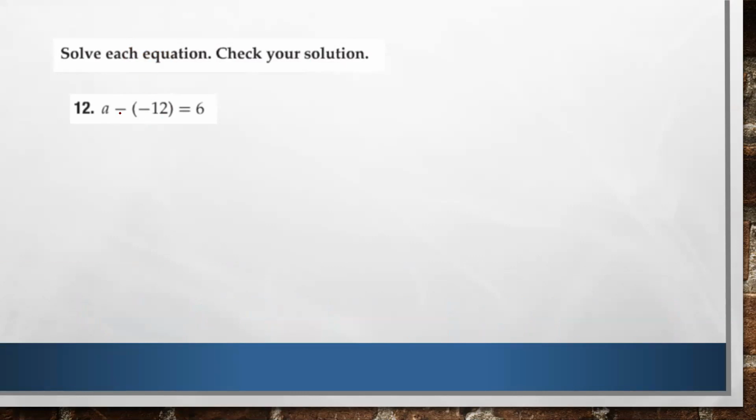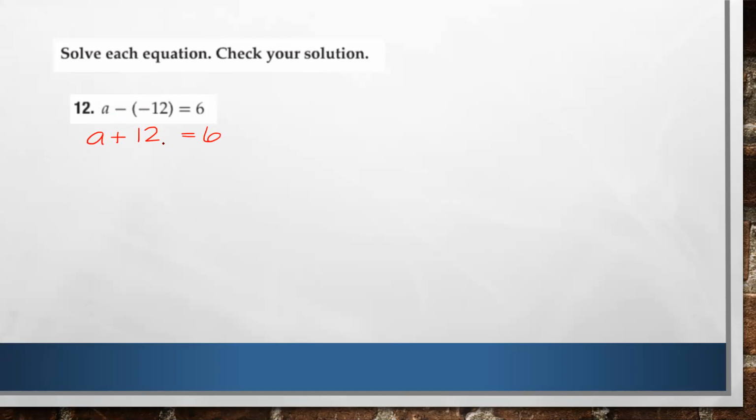So first thing I notice is subtraction here, okay? You guys need to get into the habit of every time you're subtracting and dealing with negatives, you want to change subtraction to addition, and change the second integer to its opposite, okay? So this becomes a plus the opposite of negative 12, which is positive 12, okay? And it still is equal to 6, okay? So now I'm adding here, right?